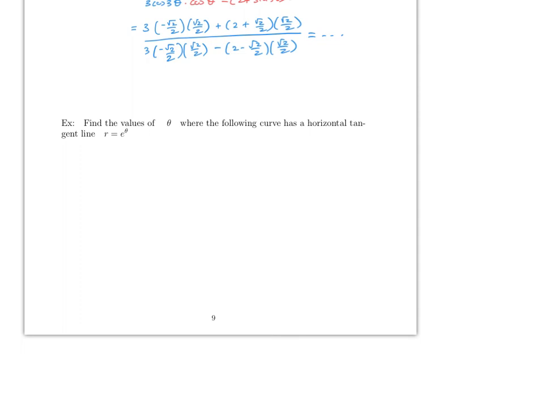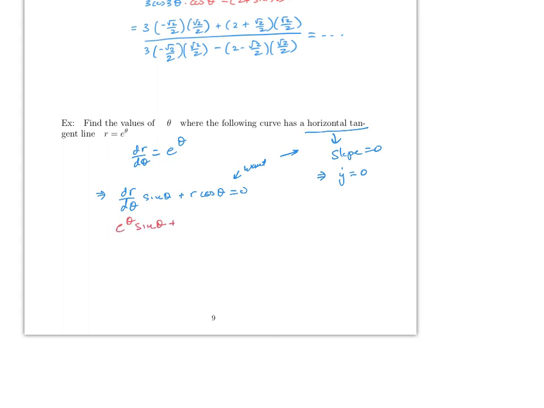It says find the value of theta where the following curve has a horizontal tangent line. Remember that horizontal means that the slope is 0, which implies that y dot has to be 0. Remember that y dot is dr/d theta times sine theta plus r cosine theta. So this is what we want to be 0. dr/d theta is just e to the theta. So this will give you e to the theta sine theta plus e to the theta cosine theta, and this will be equal to 0.